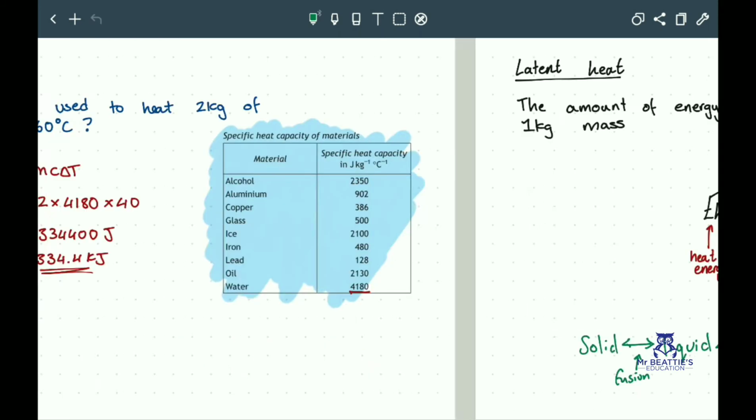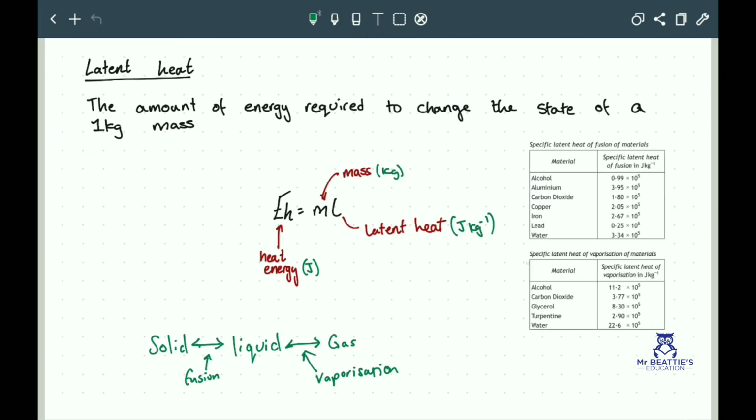If you look at the table that I've got here, you'll see that the top table is the specific latent heat of fusion of materials, and the bottom table is the specific latent heat of vaporization of materials. The bottom table is for this liquid to gas side, and the top table is for this solid and liquid side. So if you're changing something from solid to liquid or liquid to solid, you're going to be dealing with the top table, and if you change something from liquid to gas or gas to liquid, you're going to be dealing with the bottom table.